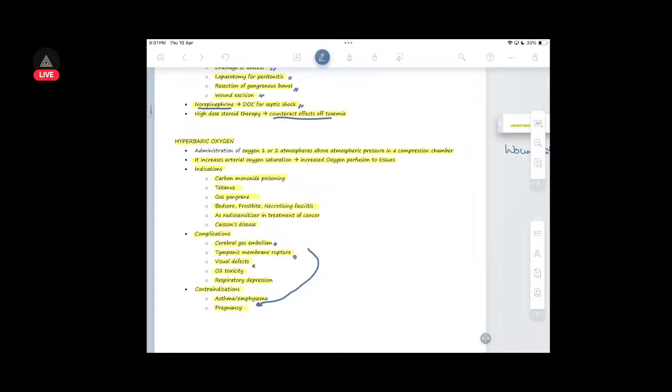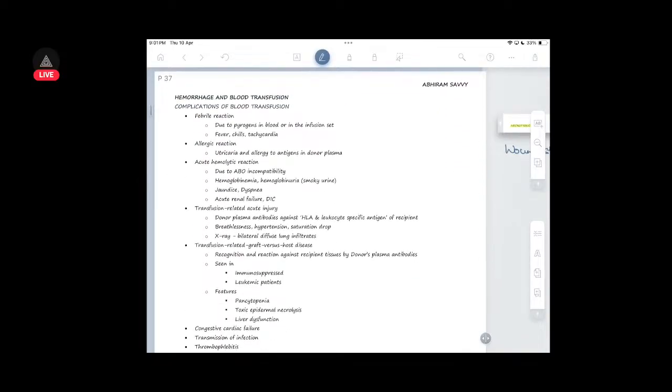Visual effects, toxicity, respiratory depression. Carbon monoxide poisoning, you have to give it; tetanus, you understand, because of difficulty to breathe. Gas gangrene also, to increase the oxidation. Frostbite, necrotizing fasciitis, same thing. Radiosensitizer, it acts as a radiosensitizer, and Caisson's disease is acute decompression disease. So whenever you have Caisson's disease, you have to provide hyperbaric oxygen.